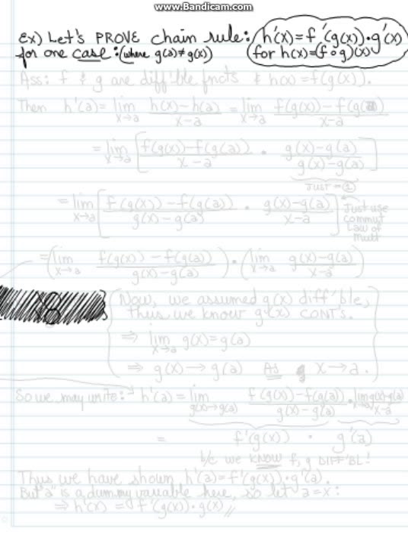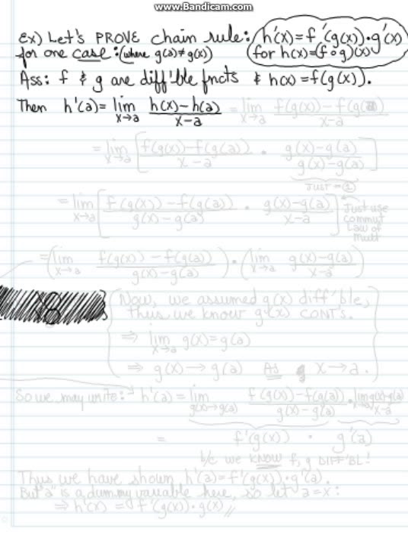Assume that f and g are differentiable functions and h of x is the composite function f of g of x. Okay, let's take the derivative of this composite function using the limit definition. One of the limit definitions that we're familiar with, h prime of a, we're doing this for a, is equal to the limit as x approaches a of h of x minus h of a over x minus a, which is the same as the limit of f of g of x minus f of g of a over x minus a.